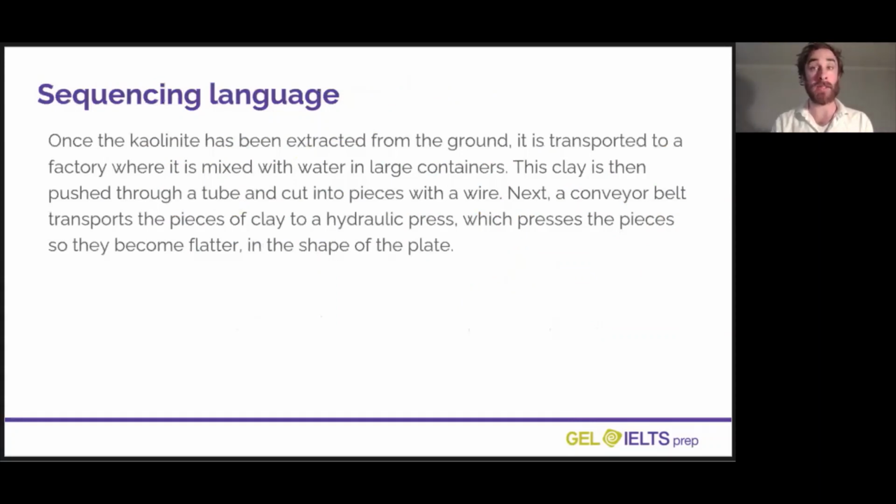Next, I'd like to think about sequencing language. This is language that gives us the order of the stages or steps in the process. They show the relationship with time. In this example from a student, they have used 3 examples of sequencing language. We have once, then, which can be used at the start of a sentence or inside a passive form. So the clay is then pushed through a tube. And we have next, which is used at the start of a sentence.